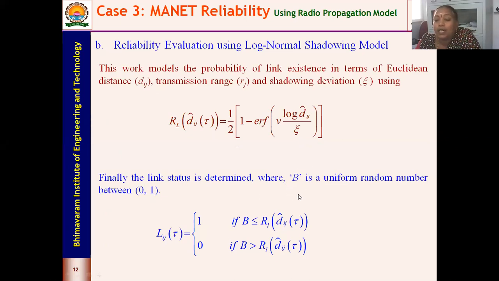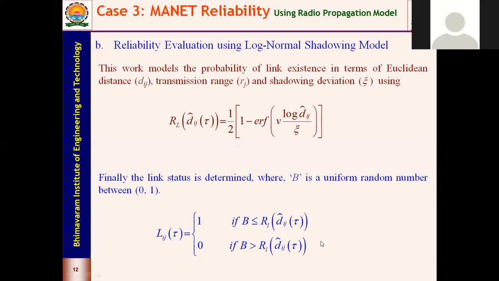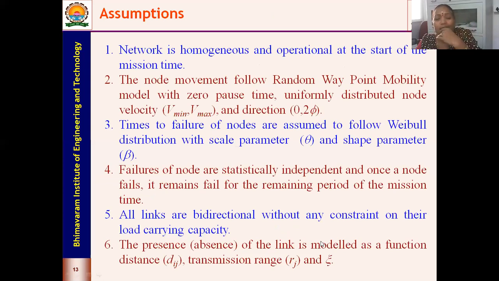B is the random number which we are going to generate, and this random number is between 0 and 1. It is compared with RL of Dij of tau. If the random number is less than the reliability which we have considered, the link status will be 1. If it is greater than the reliability, it is considered as 0. So a probabilistic matrix is again converted into a binary matrix. It is the same way of considering, the only extra thing is that in your previous case we considered delta and gamma.